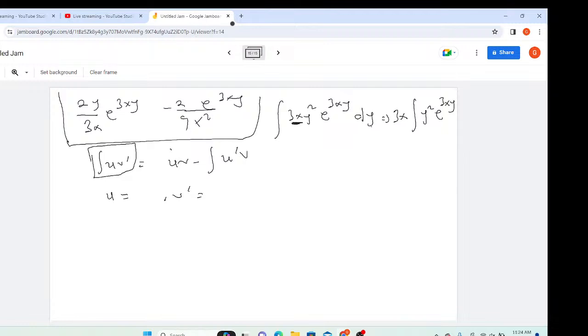So our u becomes something we can actually differentiate till we get to 0. You can differentiate the y till we get to 0. So I differentiate y squared, I get 2y. I differentiate again, I get 2. Differentiate again, I get 0. And then with the exponential 3xy, irrespective of the number of times I differentiate, I wouldn't get to 0.